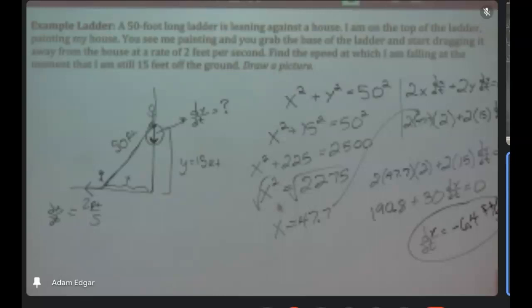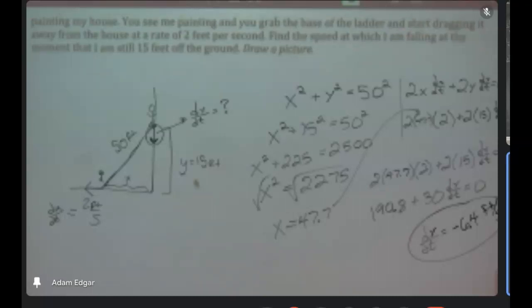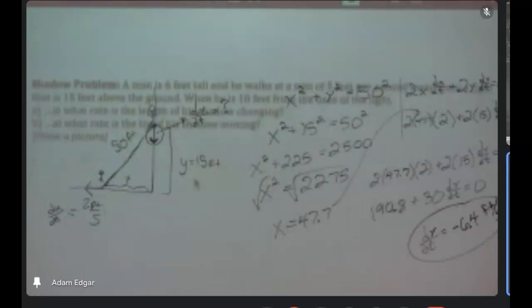Any questions? All right, so ladder problems are fun. I can almost guarantee a ladder problem on your quiz because ladders are really awesome. I hate ladders.